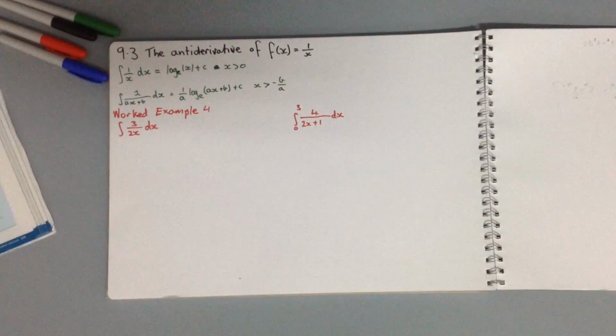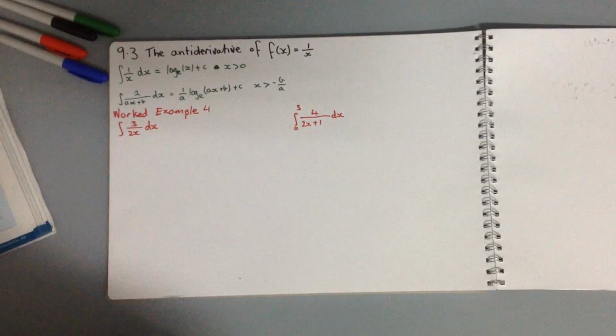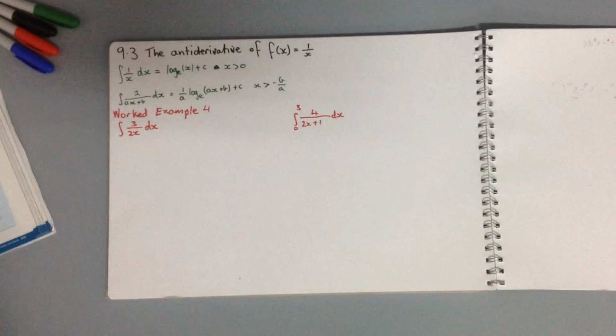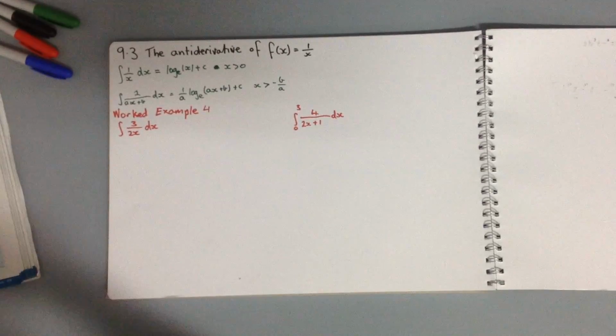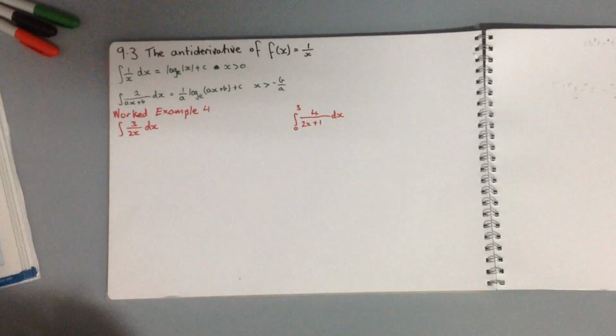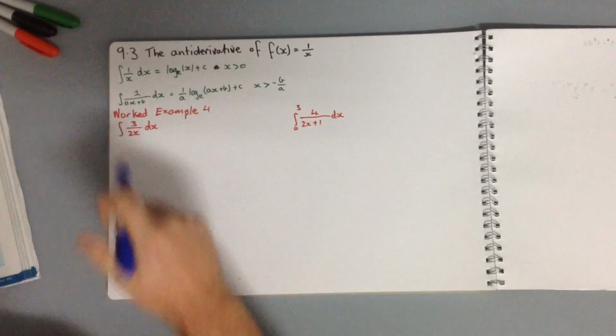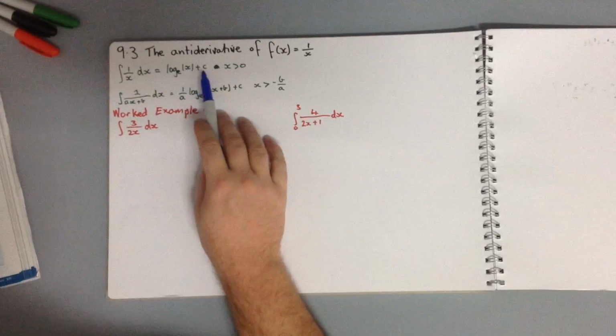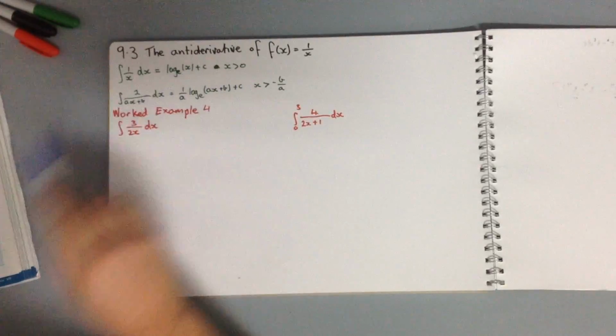Okay, in this tutorial we're looking at section 9.3 on the antiderivative of f of x equals 1 on x. We've got just a couple of nice little rules that we can use here, and then we'll get into some worked examples. So, if we need to integrate 1 on x dx, it becomes log to the base e of the modulus of x plus c, where x is larger than 0.